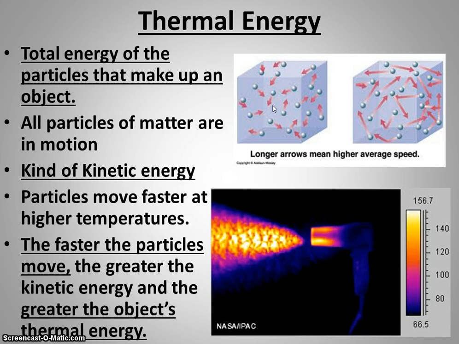Everything in the world is in some sort of motion. So everything has some sort of thermal energy. Once again, thermal energy is a kind of kinetic energy, obviously, because it is the motion of those particles. So the higher temperature something is, the faster the particles are moving. The lower the temperature is, the slower the particles are moving. Okay, and the faster they move, the greater the kinetic energy. The slower they move, the lower the kinetic energy.